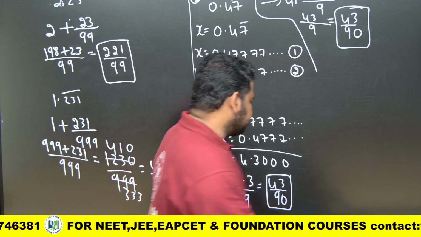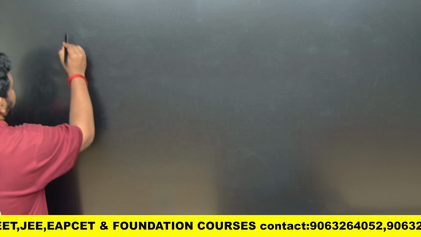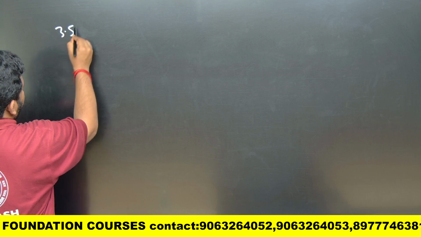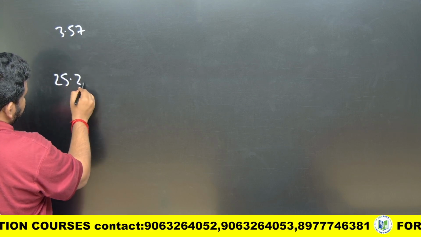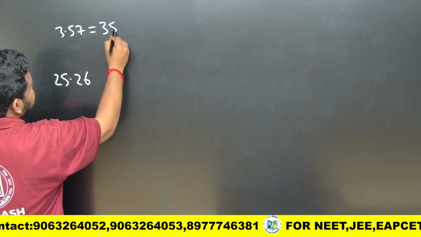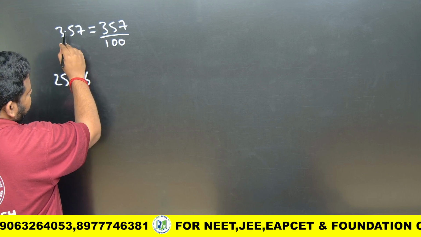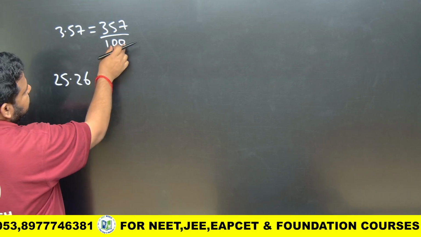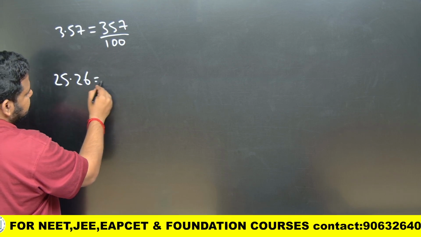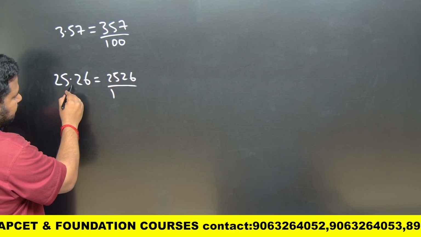Now one more interesting thing I will tell you. Focus here. Suppose they have given a question like this: 3.57, 25.26. If they ask us to convert this to a fraction, we will write it as what? 357 divided by 100. After the decimal point, how many digits are there? Those many zeros we will write along with 1. That is, we will divide by 100. For 25.26, 1 followed by how many zeros? We have to write 2 zeros.